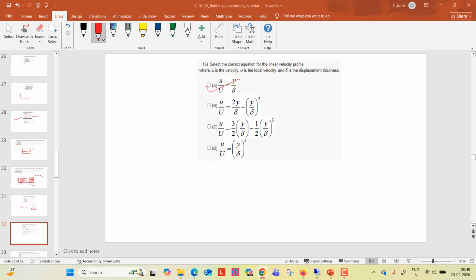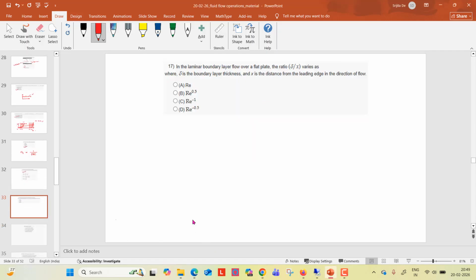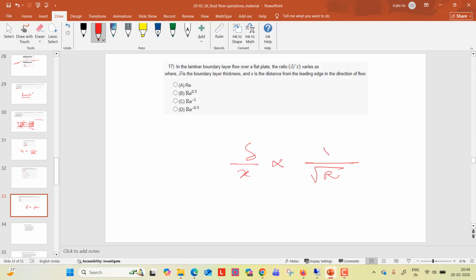Next, in the laminar boundary layer flow over a flat plate, the ratio delta by x varies as, where delta is the boundary layer thickness and x is the distance from the leading edge in the direction of flow. Delta by x is proportional to 1 by root under REx, so it is again RE to the power minus 0.5.